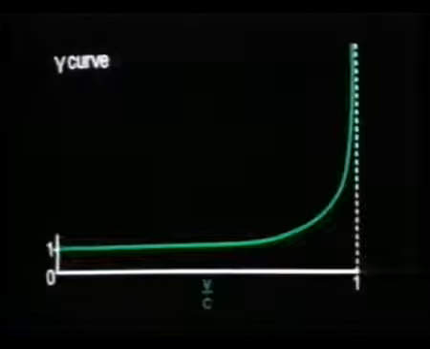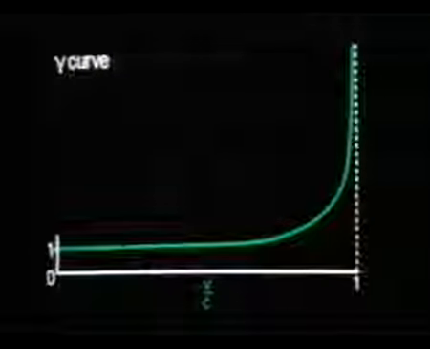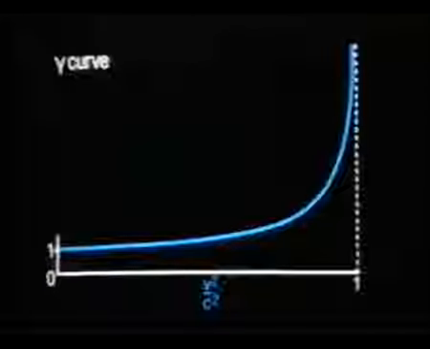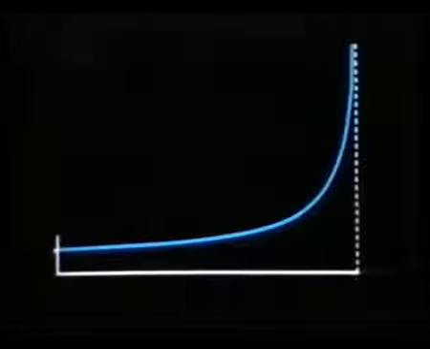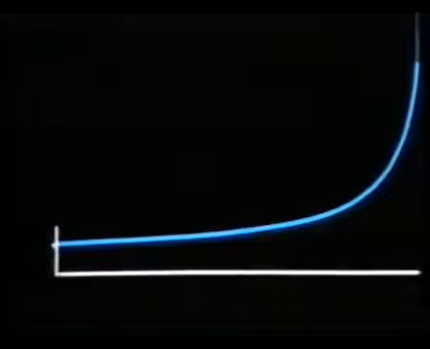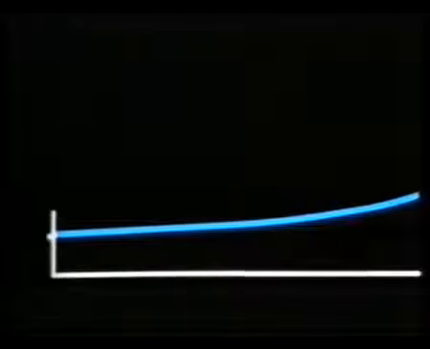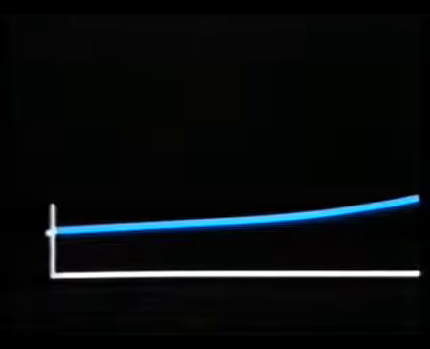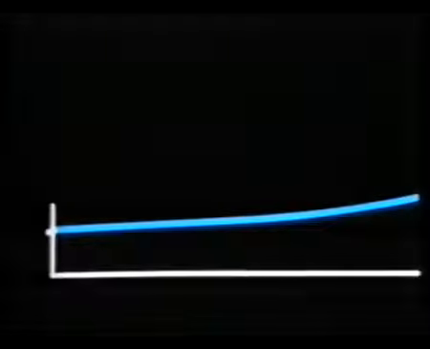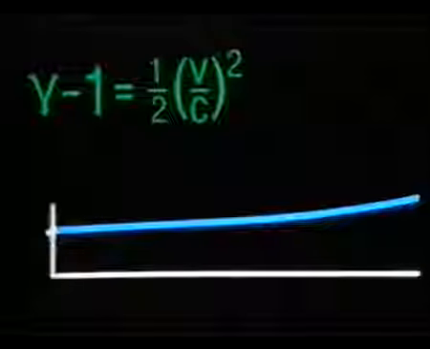The gamma curve used v over c as the horizontal axis. It doesn't look very different if we change that axis to the square of v over c. But suppose we magnify the beginning of the curve for very small values of v over c, where gamma is slowly rising above unity. We get a straight line, and its slope is a half, or in symbols, gamma minus 1 equals a half (v over c) squared.